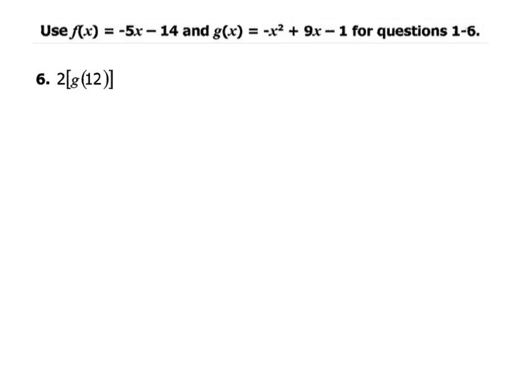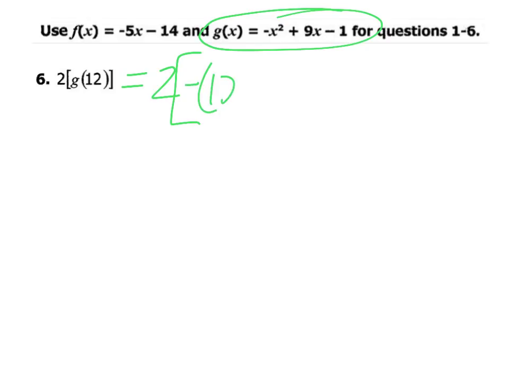All right, and we're going to do number 6 together because now we're multiplying. I wanted to be sure to do one of these examples with you as well. So we're doing it even. So number 6, we're going to do 2 times g of 12. So we're using our g function. So we want to say 2 times, and then using our g function, we're plugging in a 12 every time we see an x. So we've got negative 12 squared plus 9 times 12 minus 1.